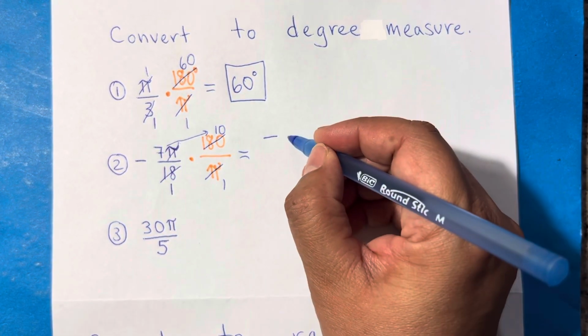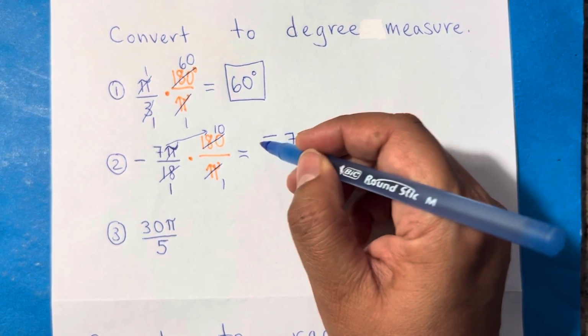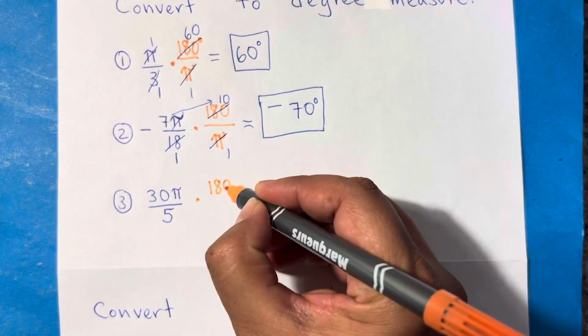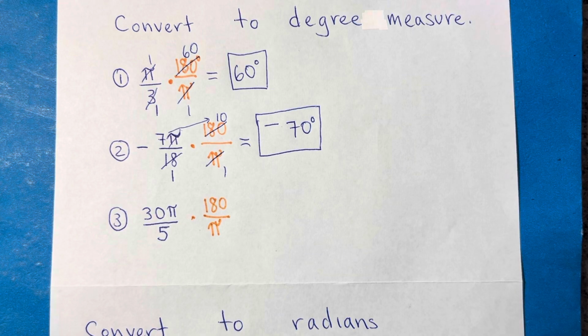7 times 10 is 70. And we don't put 1 in the denominator. We just leave it as negative 70 degrees. Next, 180 over pi. We multiply by 180 over pi.